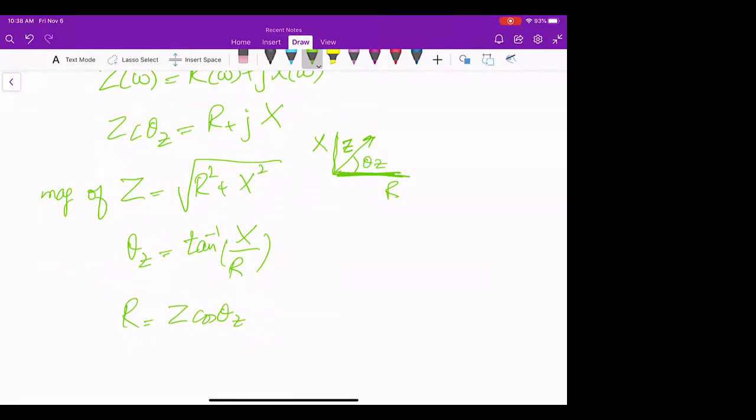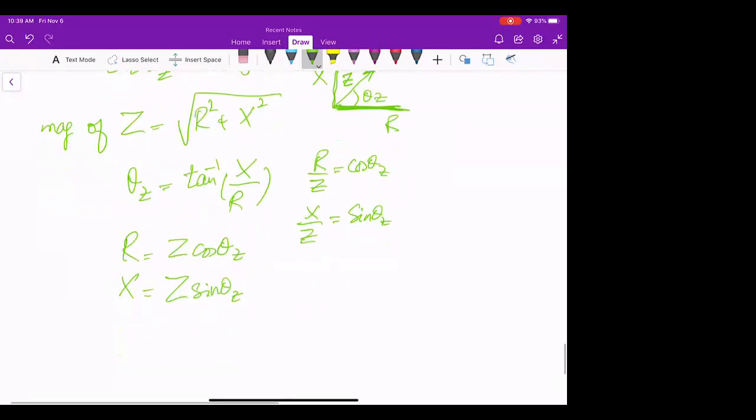Because this is the base, right? So R by Z will be cos theta Z, and similarly X by Z will be sine theta Z. That's why we write X is equal to Z times sine theta Z. Okay, so this is an important result.